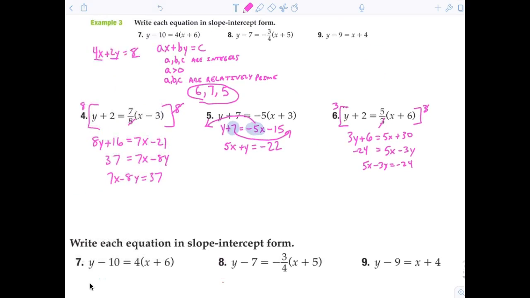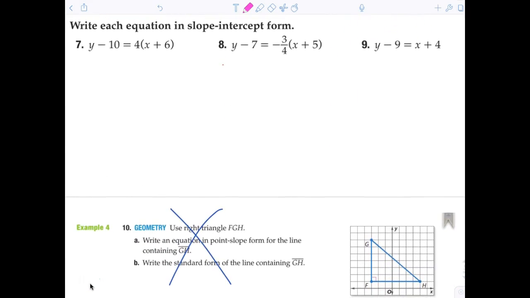Feeling good. All right, now let's go down to 7, 8, 9. Now, we have to write it in what? Slope-intercept form, which means y equals mx plus b. We have to write it as y equals mx plus b. Everybody good? So all I have to do for number 7 is distribute the what? Y minus 10 equals 4x plus 24. Final answer: y equals 4x plus 34. Any issues?